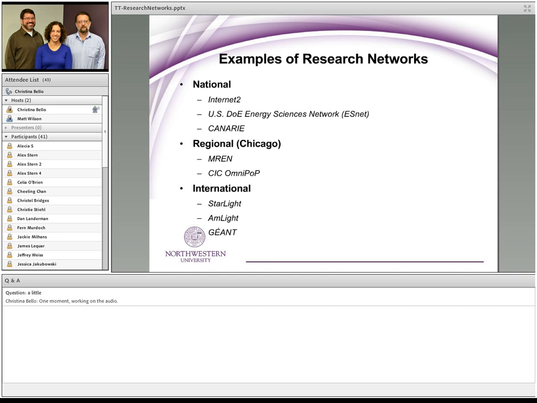But certainly this is not limited to just the United States. Other countries have their own backbone networks. For example, in Canada, that network is called CANARIE. That's Canada's wide area network.